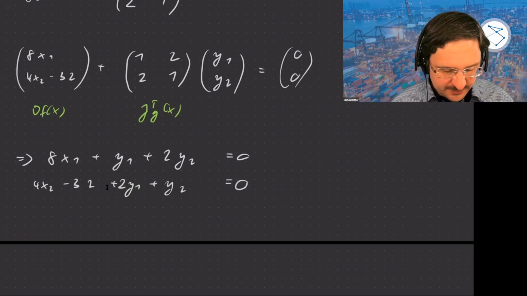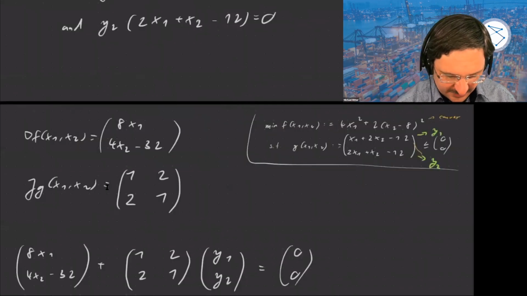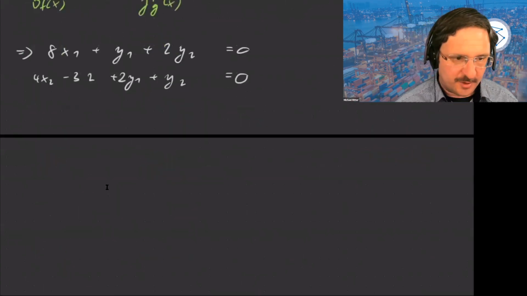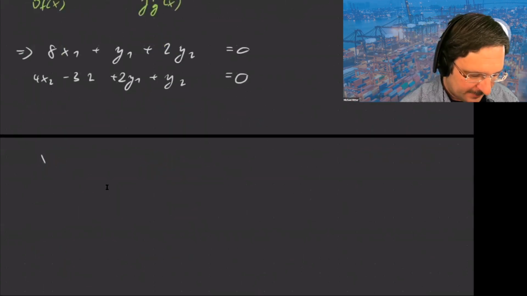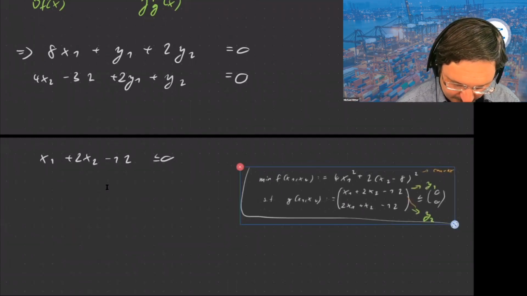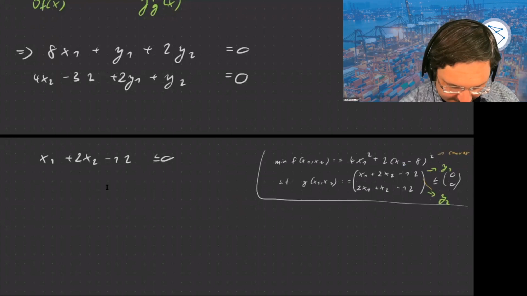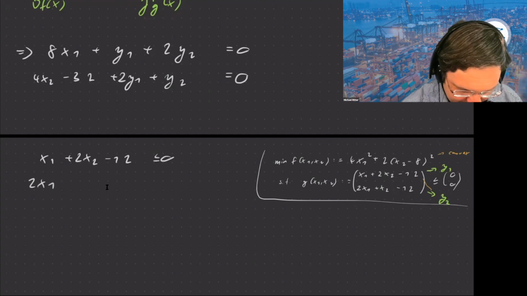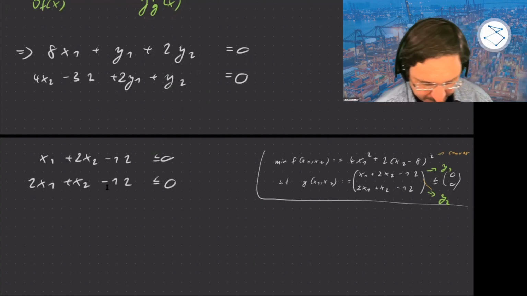Then we have the feasibility constraints. So the g is less or equal to 0. That still needs to hold. So basically, we just need to copy the constraints here. The first one is x1 plus 2x2 minus 12 is less or equal to 0. Let's copy that as well. Yep. And the second one is 2x1 plus x2 minus 12 is less or equal to 0.